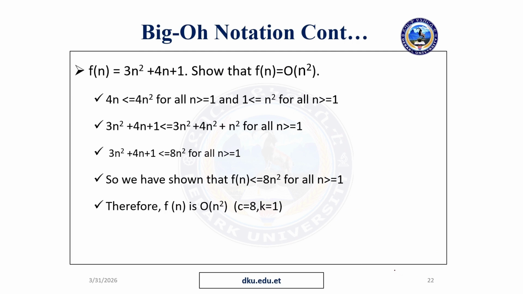Let's see another example: 3n squared plus 4n plus 1. 3n squared plus 4n plus 1.